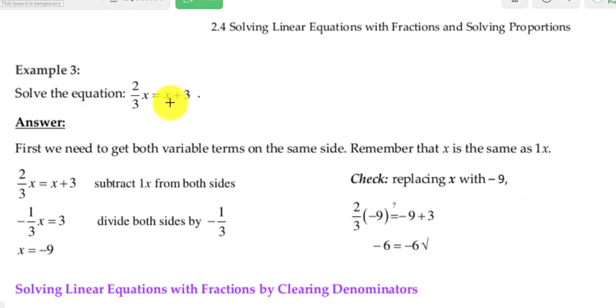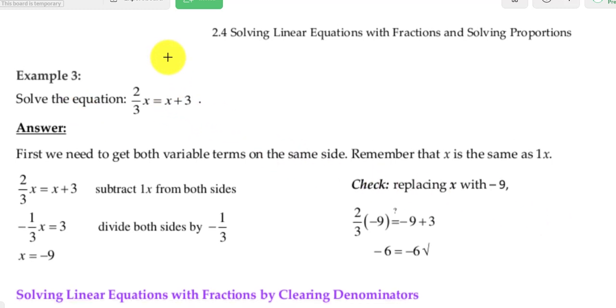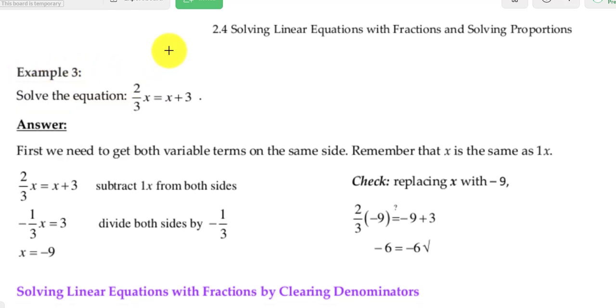I think what I can do is convert this x here into 3/3, right? I can rewrite this into thirds. Okay, so let me do that. So this would look like, I'm going to rewrite everything, right? So I have 2/3 x. That's going to be equal to, so instead of writing x, I'm going to write 3x over 3, right? 3x over 3 is the same as 1x, right? Plus 3.